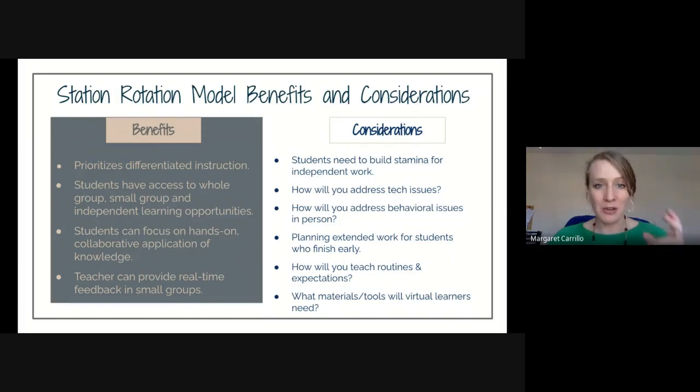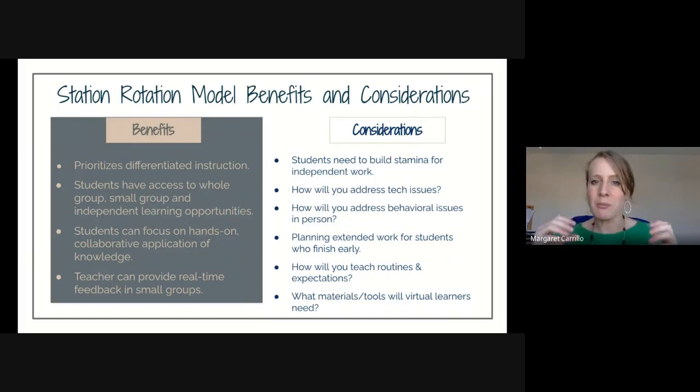And of course, some considerations would be the stamina that the students have for independent work. That's something that we'll need to consider as teachers and really build up with our students. And then, of course, just like other models, how will we address tech issues, behavioral issues, extended work for early finishers, and then the materials and tools within those stations.